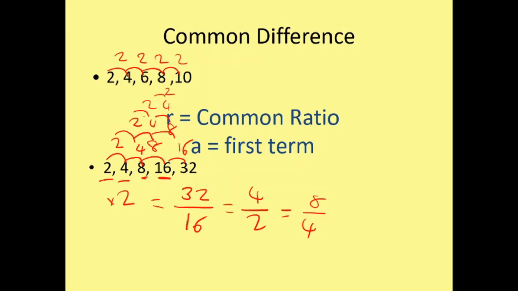The other thing we really need to look at as well is our first term. And we call that A. So this one here, our A is 5 because it's just my first term.